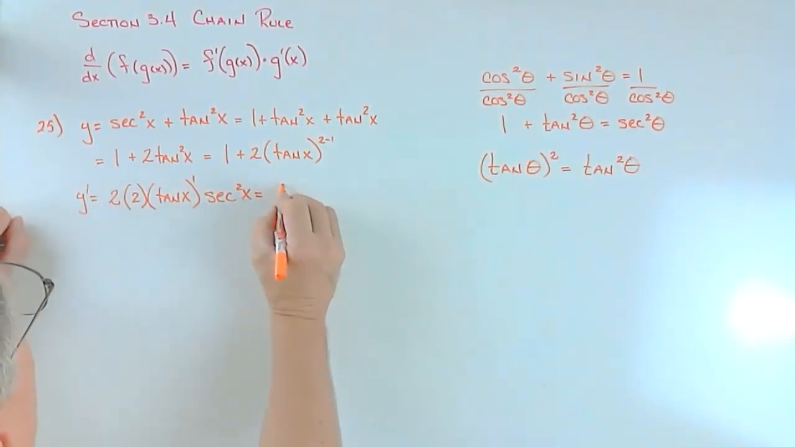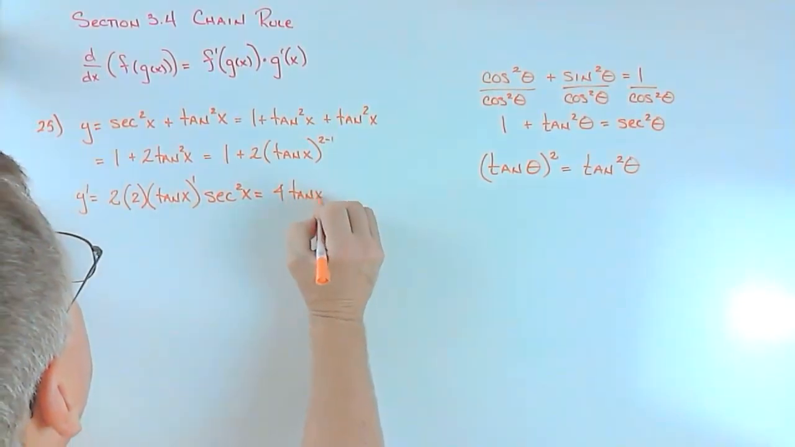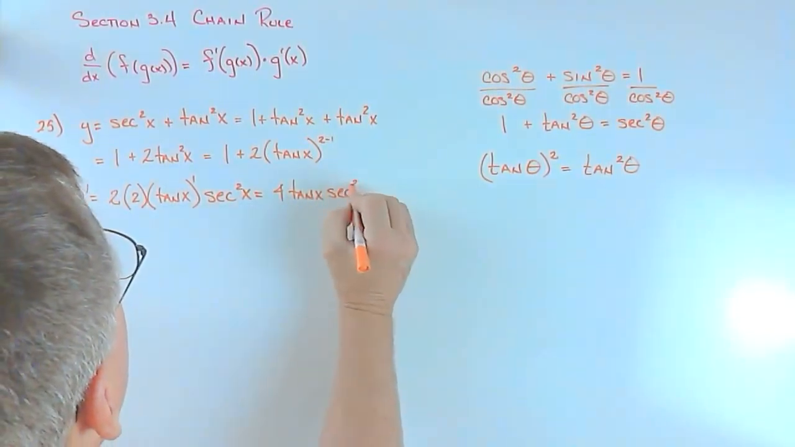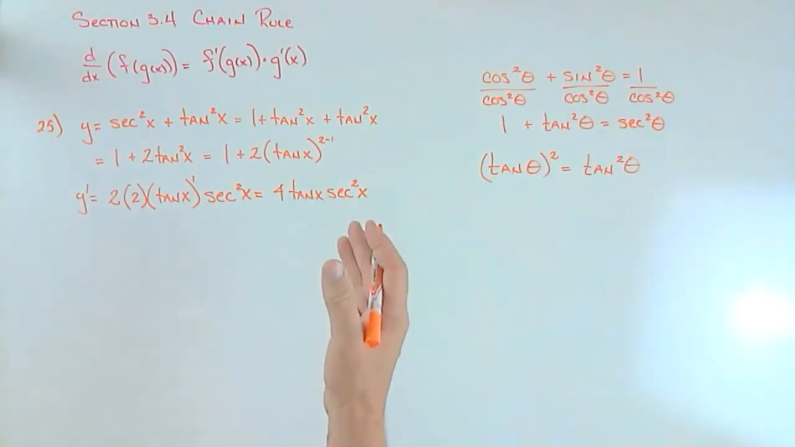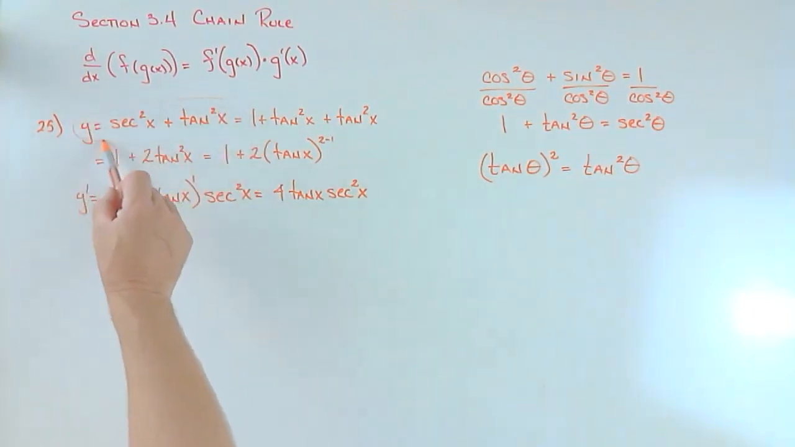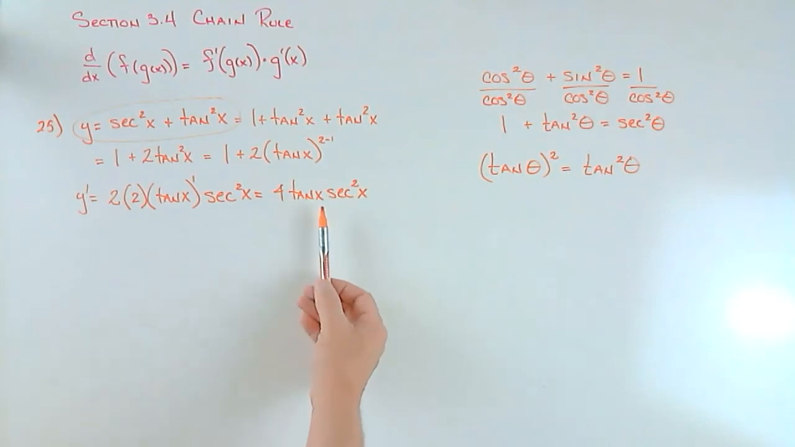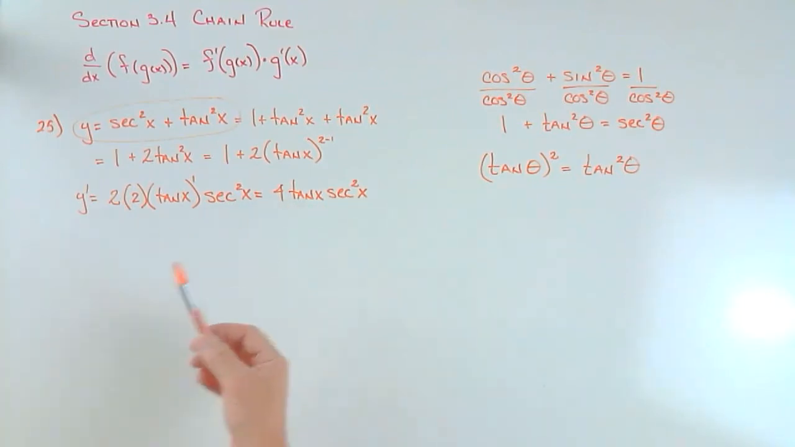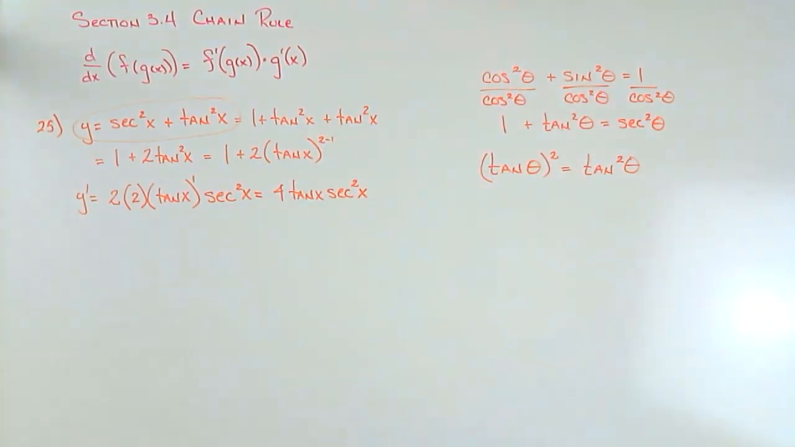And now we have 4, right? 2 times 2. Tangent x, secant squared x as our answer. Okay. So sometimes it's better to do a little algebra before you take the derivative. Now, if you would have taken the derivative straight off of this version of the problem, you would have eventually got to this answer, but it would have taken some trig substitutions. So that's 25.